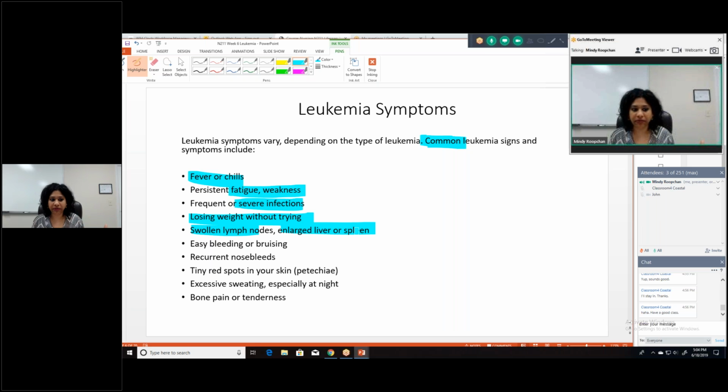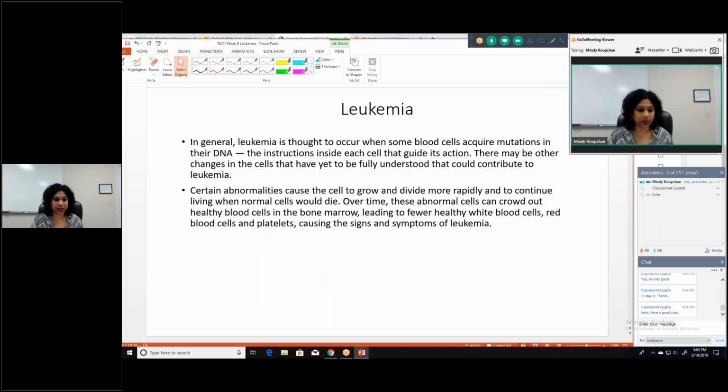It's not far-fetched. Easy bleeding or bruising, now that's a little bit different than having a flu. Recurrent nosebleeds, a little bit different than having a flu. Even the red spots, the petechiae, the sweating, especially at night, bone pain or tenderness. So there's some that sound like flu-like symptoms, so the patient might not go to get them checked out. When the bleeding starts to happen, the spots they start to get, they're sweating a lot at night, the bone pain and tenderness, that might trigger them to go and see what's happening with them. So these are the common signs and symptoms.